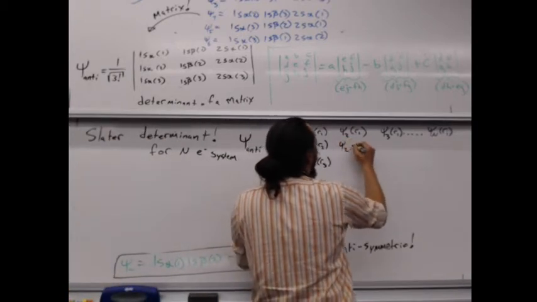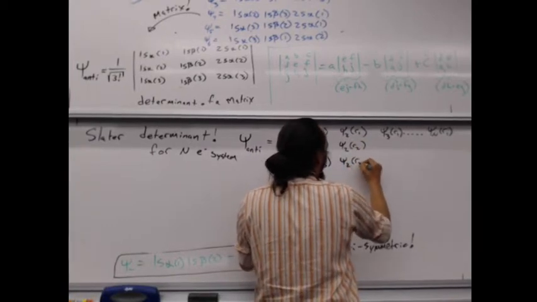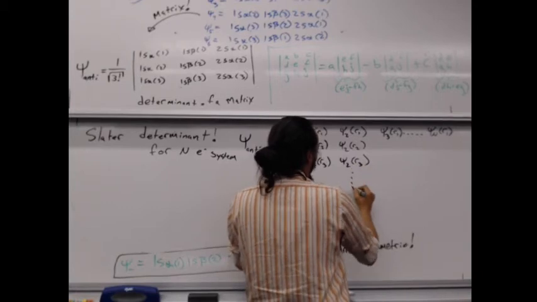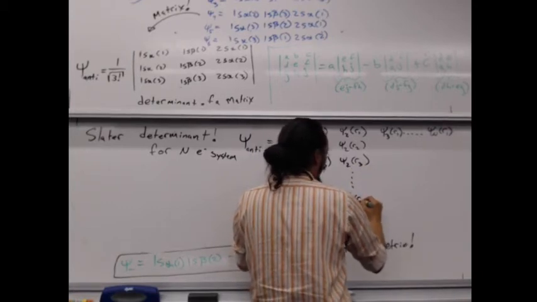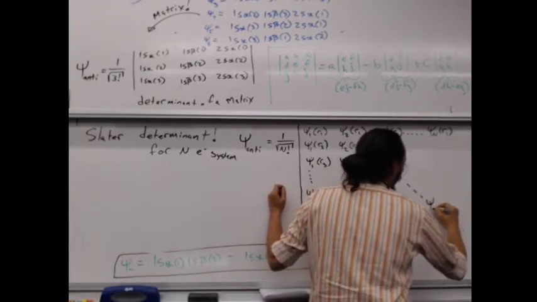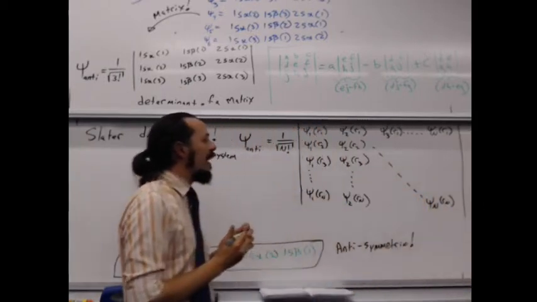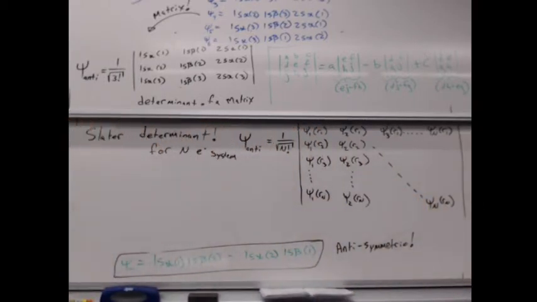Then we're going to have psi2 R2, psi2 R3, all the way down to psi2 Rn. And you can see where this is going. It's going to go all the way until we end up with a psi n Rn. This would be our generic n-electron Slater determinant for making an antisymmetric wave function to make sure that we're following the Pauli principle. Guarantees that antisymmetry.